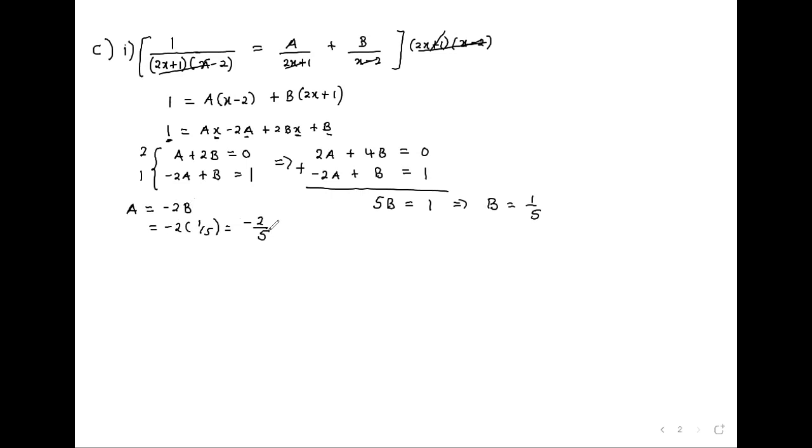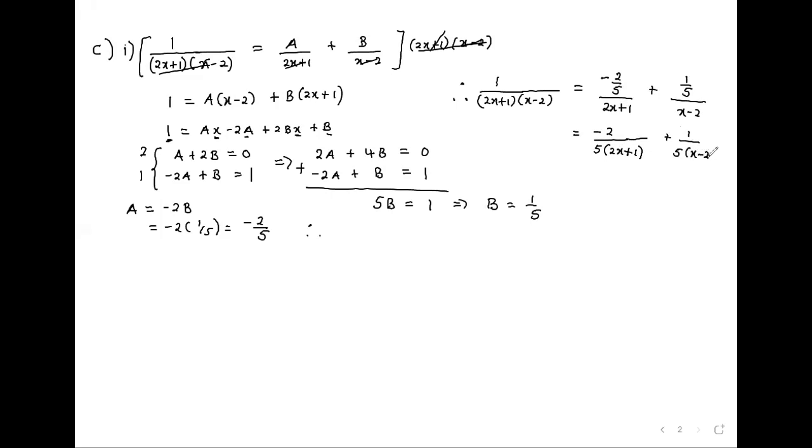And so the partial fractions, therefore, of 1 over (2x plus 1)(x minus 2) is equal to A, which is -2/5, over 2x plus 1, plus B, which is 1/5, over x minus 2, which is equal to -2/5 over (2x plus 1) plus 1/5 over (x minus 2). So these are the partial fractions for this.